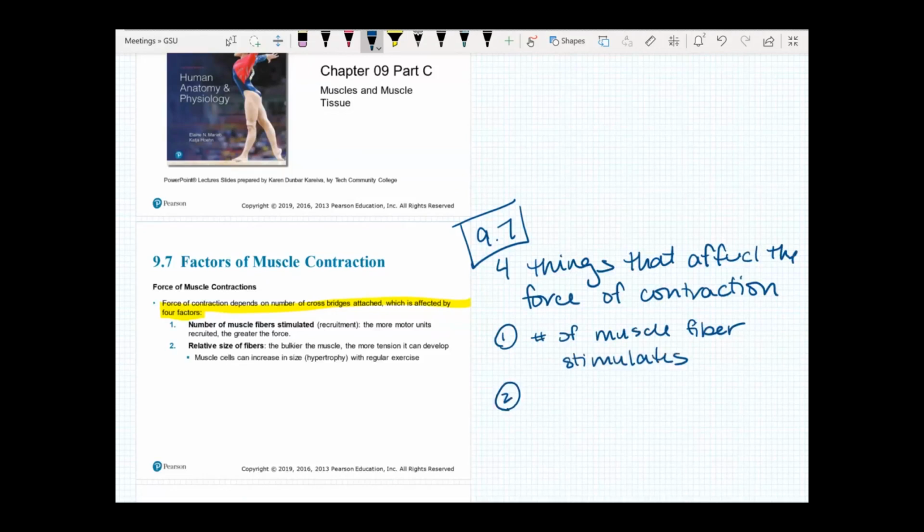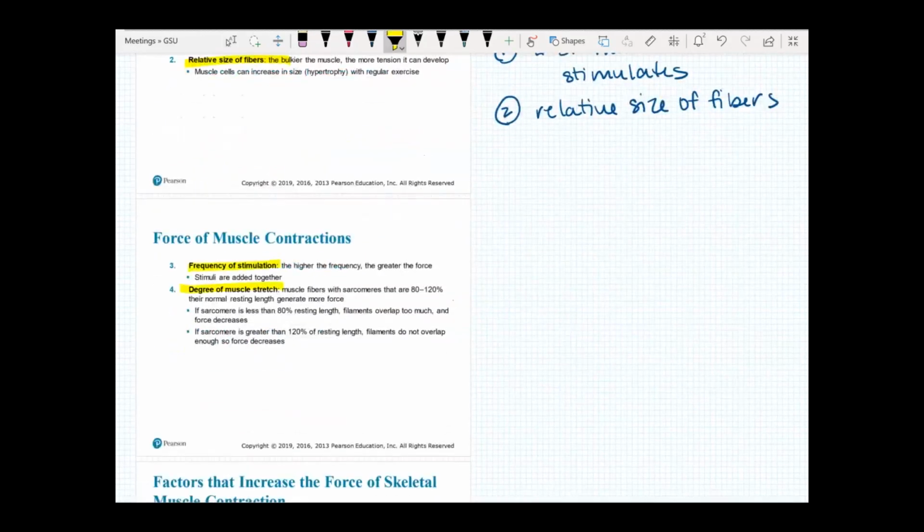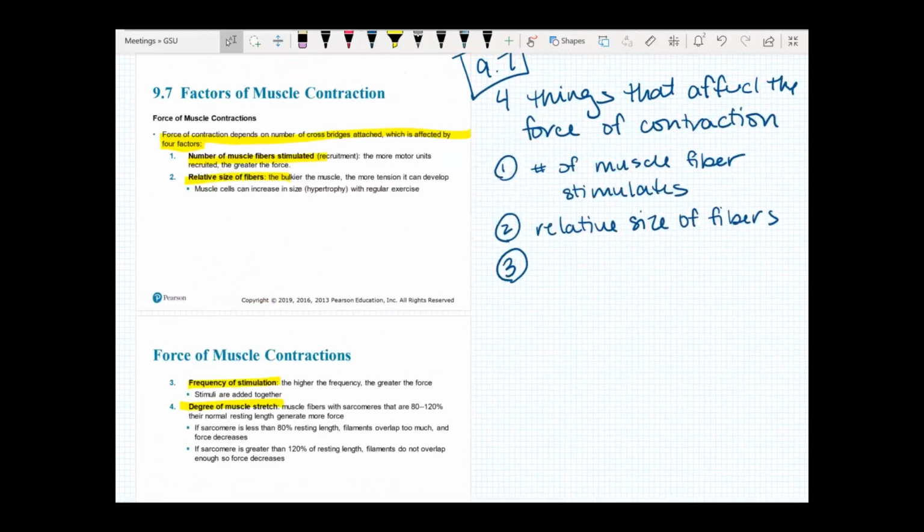Cool. The relative size of the fibers. The bigger the muscle, the larger the muscle fibers, the more tension it can develop. The smaller the muscle, not as much tension. That's kind of a common sense thought right there. And then the last 2, again, this is kind of a summary. The third thing that can affect the force of your contraction is going to be the size of the amount of stimulation.